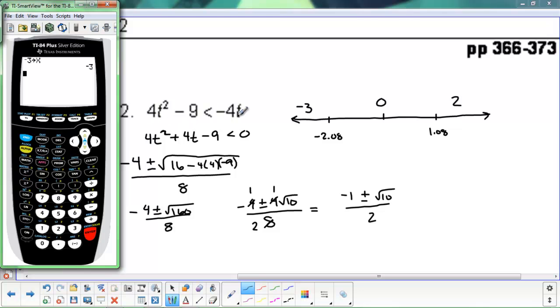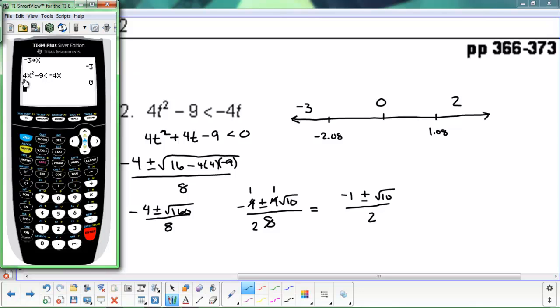Now I'm going to type this exact thing in, including the inequality. That's where the test key comes in. So that's going to be 4x squared plus 4x minus 9 is less than 0. This is Boolean algebra, so that means a 0 is a false test and a 1 is a true test. Now how does that affect us here?